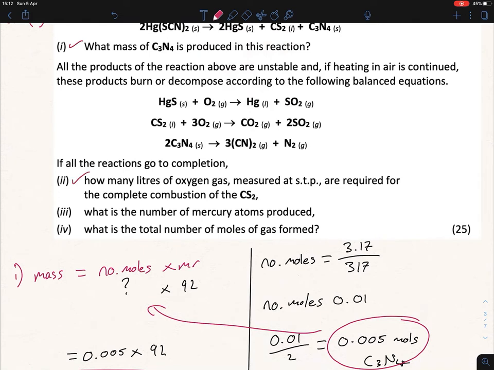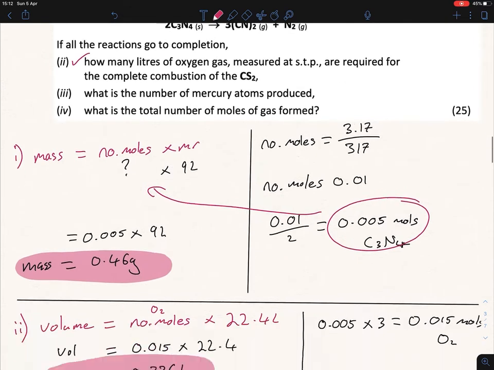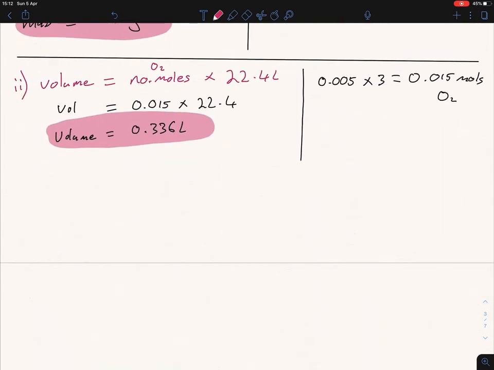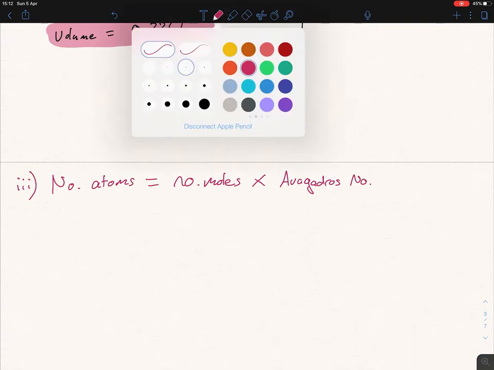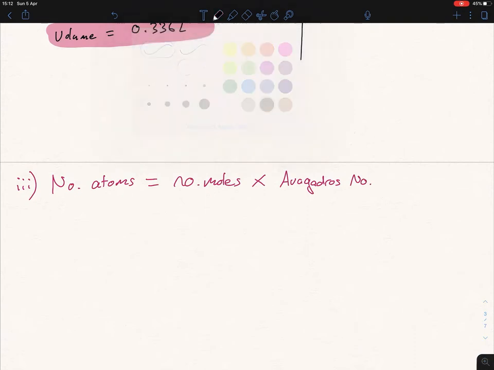Now the next one. What is the number of mercury atoms produced? Again, we're going to go to our formulas. So mercury atoms. It doesn't really matter what type of atoms. The number of atoms equals the number of moles multiplied by Avogadro's number. And we already know Avogadro's number to be 6 times 10 to the power 23.